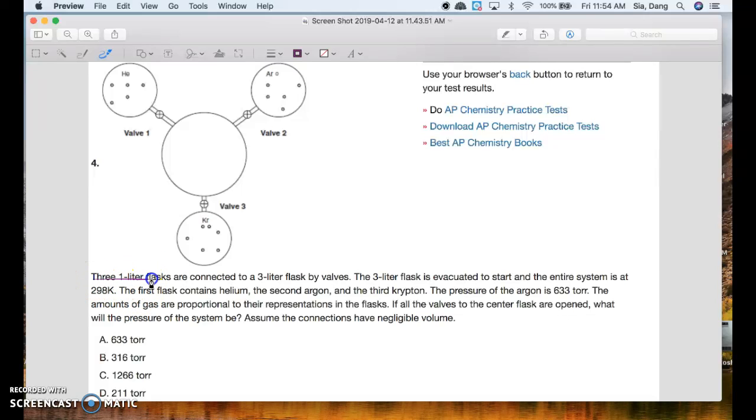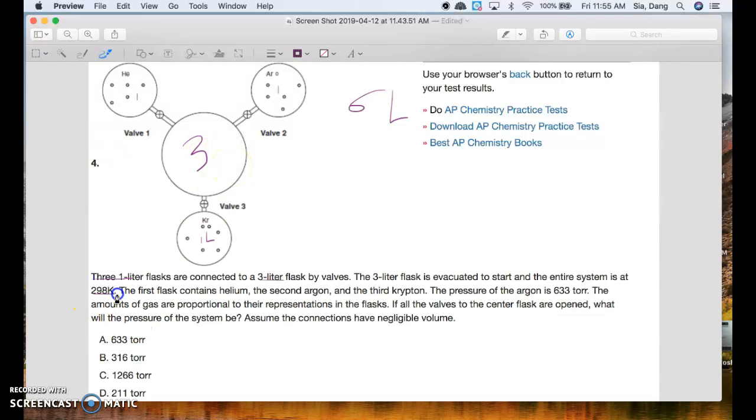So we have three 1 liter flasks, so that means this is 1 liter. For ease, I'll just say 1 and not write the unit. Then it's connected to a 3 liter flask, so this is 3 liter. If you are thinking too hard, you might be thinking these pipes also have a volume. We're ignoring this. So the total volume of all this together is 6 liter. I have a feeling that this is what they're going to say. Usually that's how you can tell. But anyway, this 3 liter one has nothing in there.